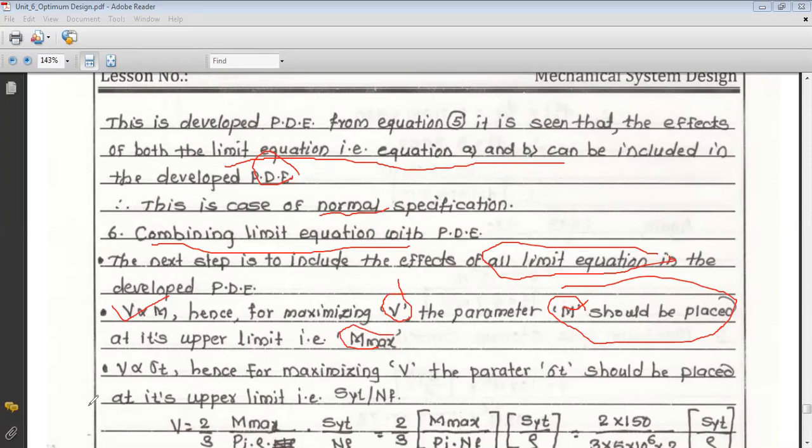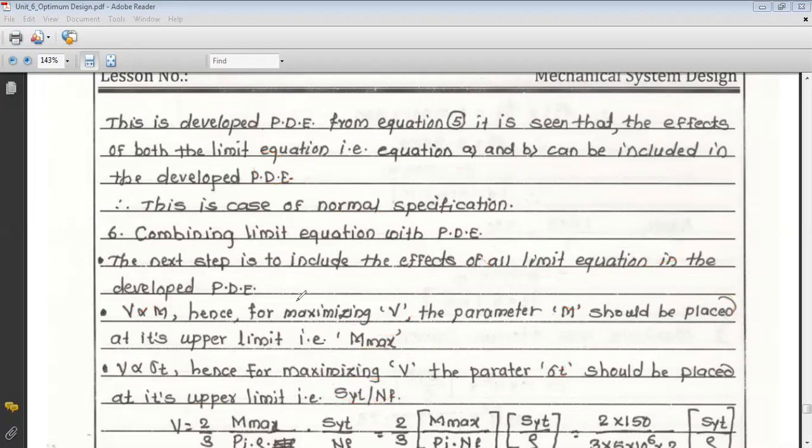Similarly, from that equation 5, it is seen that volume is also directly proportional to the sigma t. So hence, for maximizing V, the parameter sigma t should be kept at upper limit, and that value is SYT upon factor of safety, it should be maximum. So we have to put the value of m as m max and sigma t as SYT upon factor of safety, that is NF. So we are putting these two values in equation number 5.